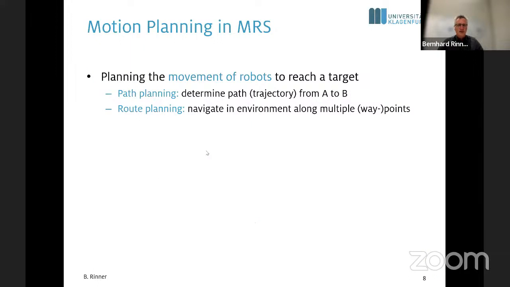So let's talk about motion planning in robots. The first two examples are about planning this motion. Just to make clear, there are two key aspects of motion planning. The first one is path planning, where we are interested in the trajectory from one point to another point. When it comes to route planning, we are typically concerned about navigation in an environment. Here we are on a more abstract level, so we move along individual waypoints, and we are not so much interested in how to precisely move the agent from one specific point to another point.